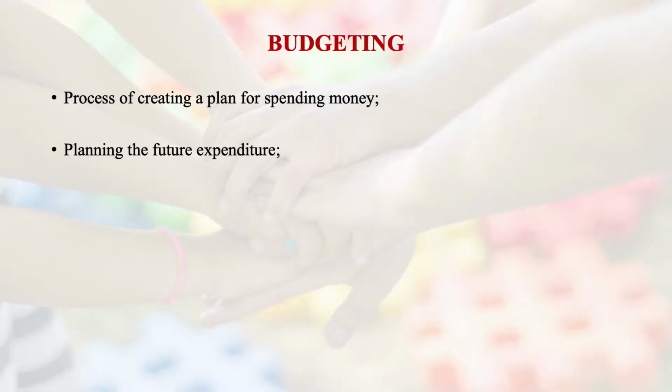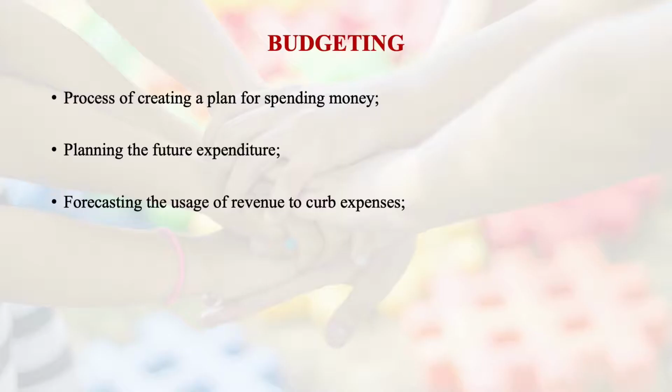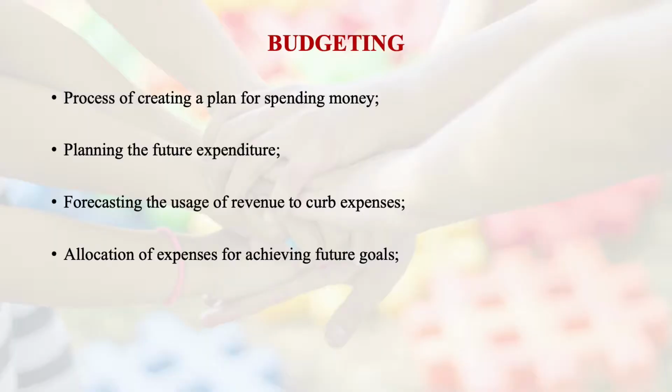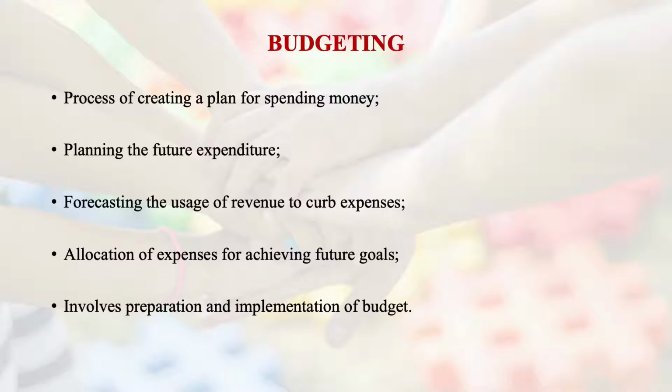And then you have to plan the future expenditures. As I gave you the example of the monthly budget, in a monthly budget you are planning the future and trying to find out what kind of expenditures would be incurred. So it is forecasting the usage of revenue to curb the expenses. If you don't have a planned budget, then the expenses happen to be more than the revenue and you don't realize that the money has gone. That is why it is essential to forecast that this much amount may be required for a certain expenditure. So that is forecasting. Then you have allocation of expenses for achieving the future goals. It also involves the preparation and implementation of the budget.